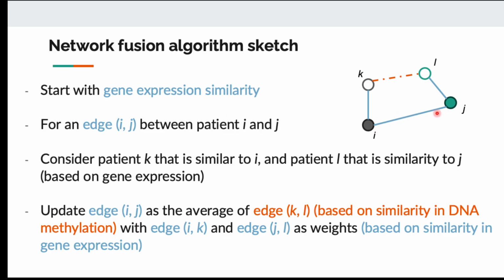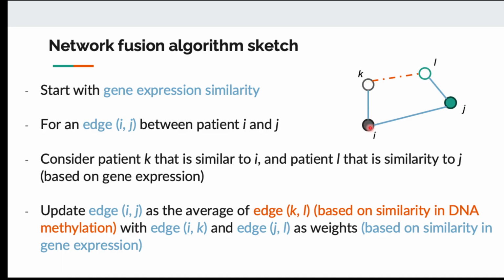Because these two patients are similar in one omics, but not similar in the other, we don't have ideas about which one to trust. We don't know if we should keep this because we trust gene expression, or remove this because we trust DNA methylation. So instead of focusing on just a single connection between patient I and J, this network fusion algorithm will look at the connection between I and J through other patients.